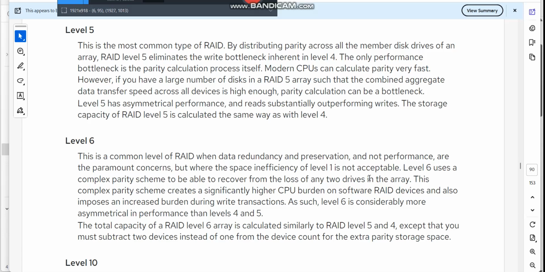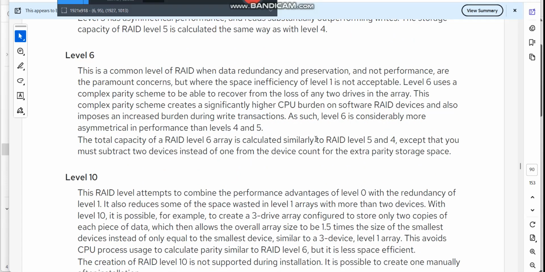Modern CPUs can calculate parity very fast. However, if you have a large number of disks in a RAID 5 array, such that the combined aggregate data transfer speed across all devices is high enough, parity calculation can be a bottleneck. Level 5 has asymmetrical performance, with reads substantially outperforming writes. The storage capacity of RAID level 5 is calculated the same way as with level 4.